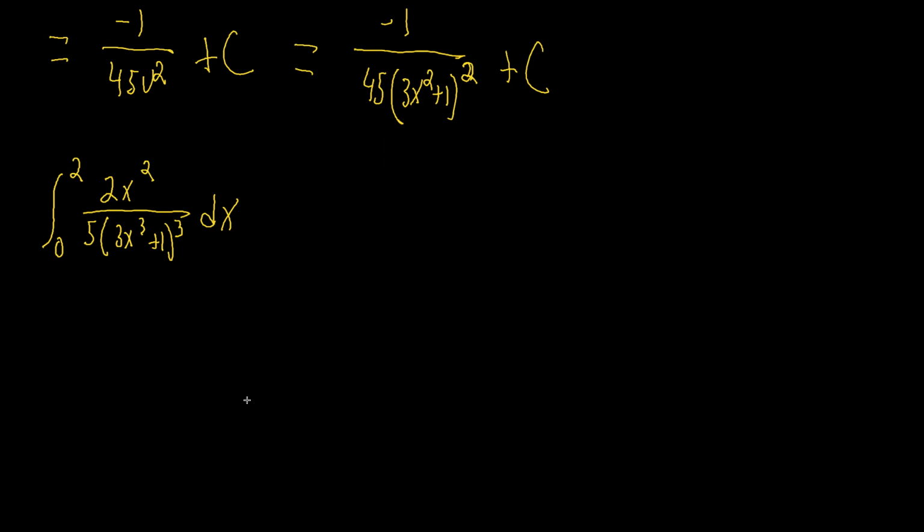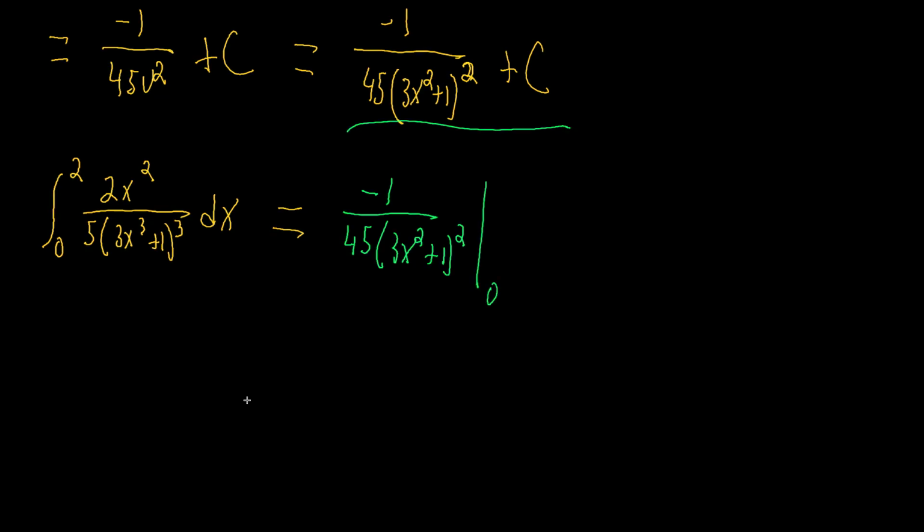The good thing is we know the integral now. This is, by the FTC part 2, just this guy right here, evaluated between 0 and 2. So I'm just going to write that out. The integral of this, we've already done all the math, so the integral of this is just negative 1 over 45 times (3x cubed plus 1) squared, evaluated from 0 to 2. That's the whole thing. Don't worry about the plus c. Remember, the FTC is going to take care of that.